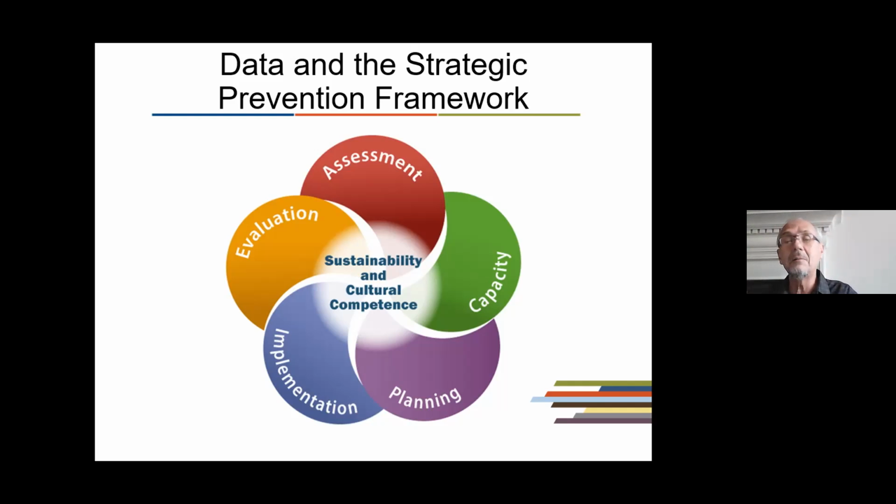And again, we've got some chat questions. As I said before, we're going to be interactive in this. The first chat question is, in what areas of the Strategic Prevention Framework do you feel data plays a role? Which of these 5 circles that overlap with each other, which of these does data play a role?